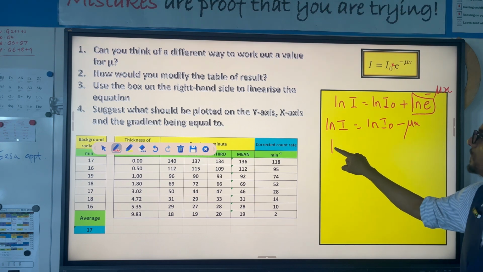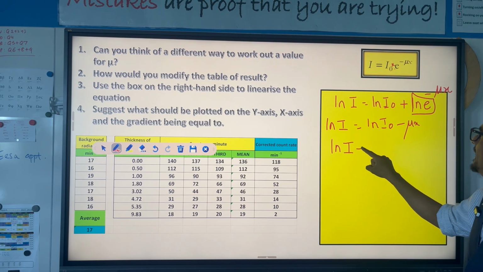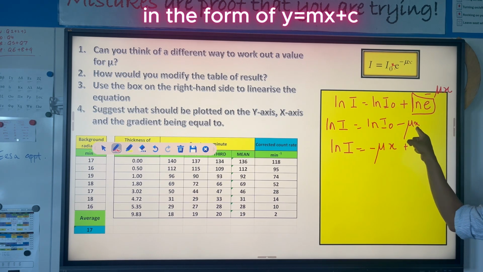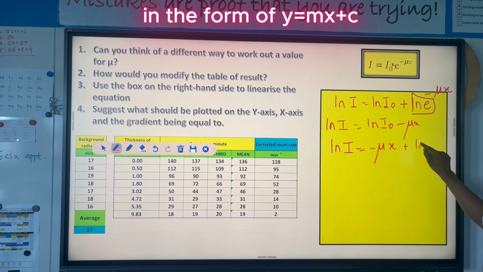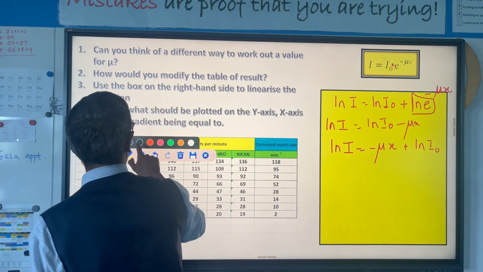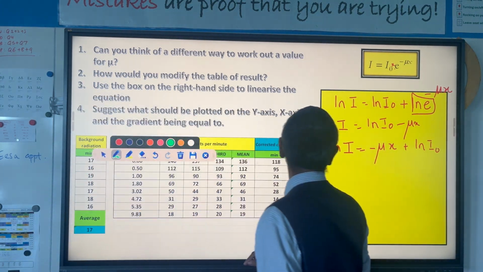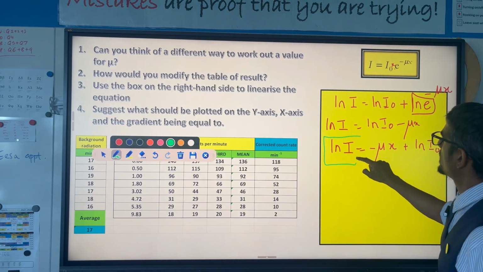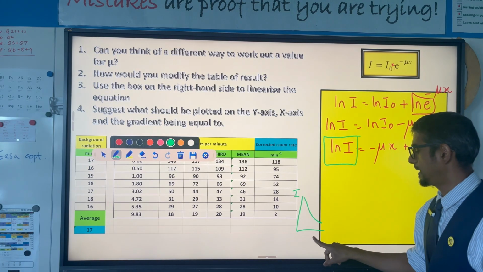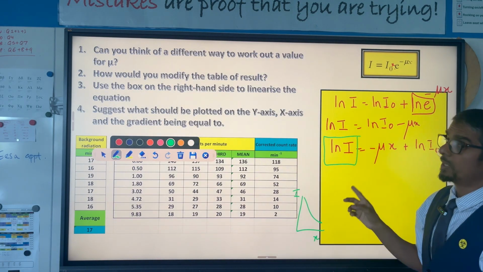Okay, what I'm going to do now is rewrite this in this format. I haven't done anything, I've just moved this term onto this side. But this is key. This is very, very important. What we've just done here is linearized this exponential. So really, the graph looks like that if you were to plot intensity against x, but we're not plotting that.